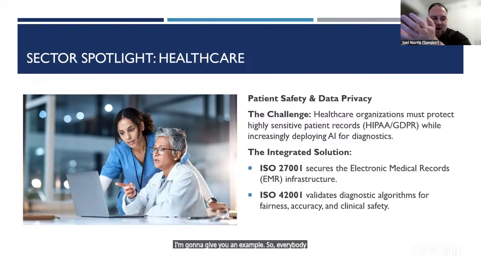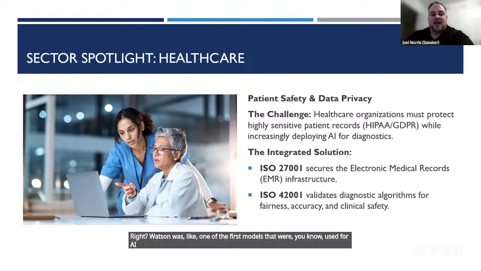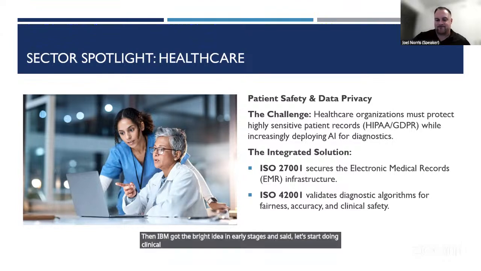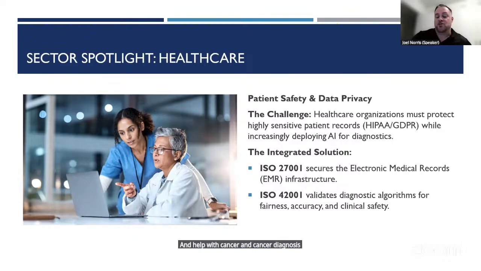Everybody remembers Watson. Watson was one of the first models used for AI, and they brought it onto a show called Jeopardy. Watson did an amazing job. He beat the champion of Jeopardy hands down, very easily, because it was able to retrieve data really quickly. Then IBM got the bright idea in early stages to start doing clinical trials to help with cancer diagnosis and also treatment. The problem was the data feeding in was all over the place, and IBM ended up having to kill the program because it caused even more harm to the patients it was trying to diagnose.